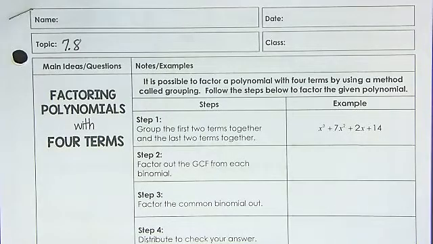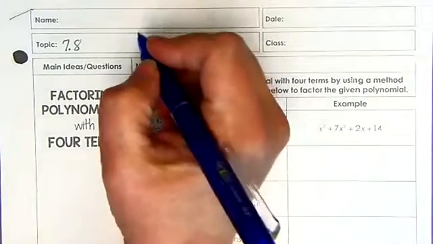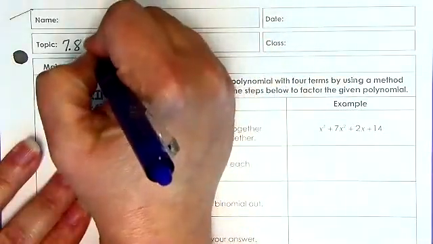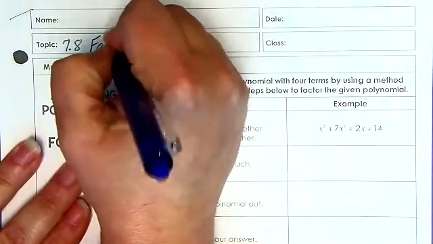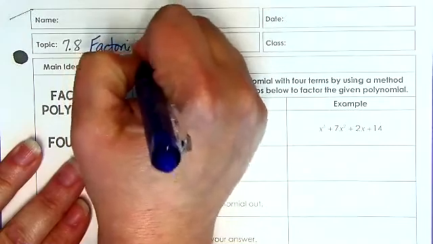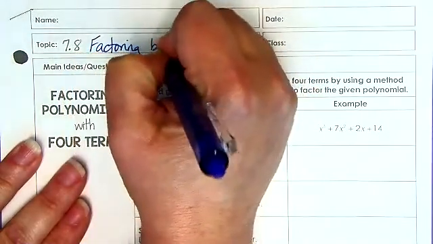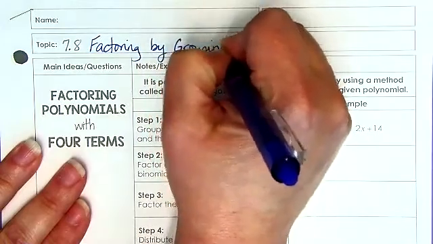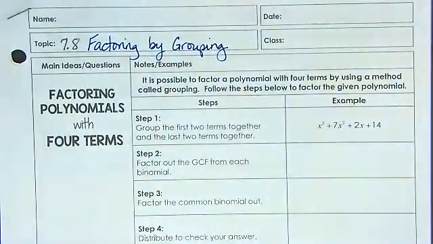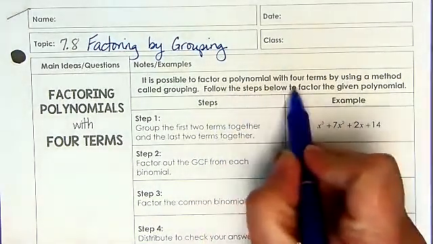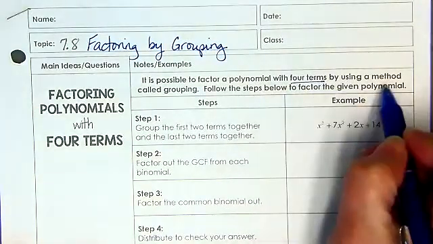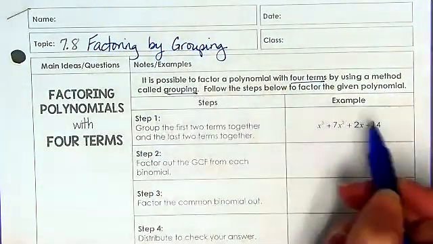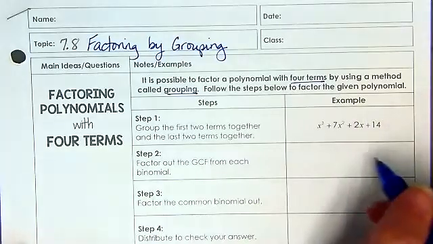Hello, guys. Okay, so today we are covering the last section of our factoring unit, and this is factoring by grouping. This is normally done because you have four or more terms, four terms. It is possible to factor a polynomial with four terms by a method called grouping. Follow the steps below to factor the given polynomial.